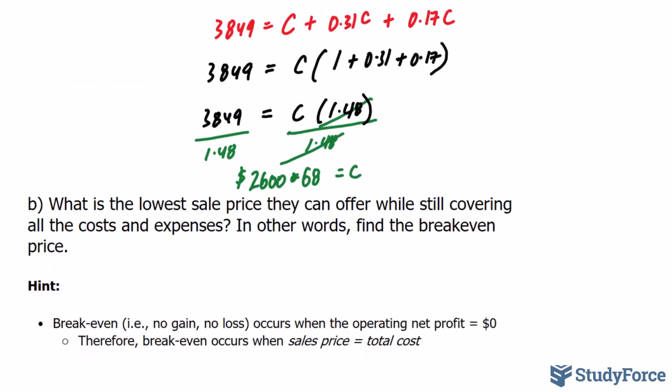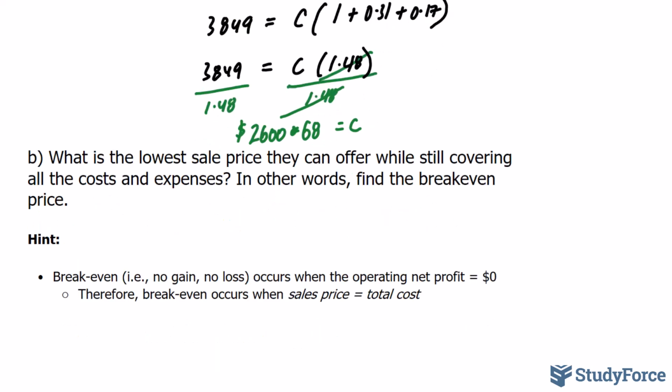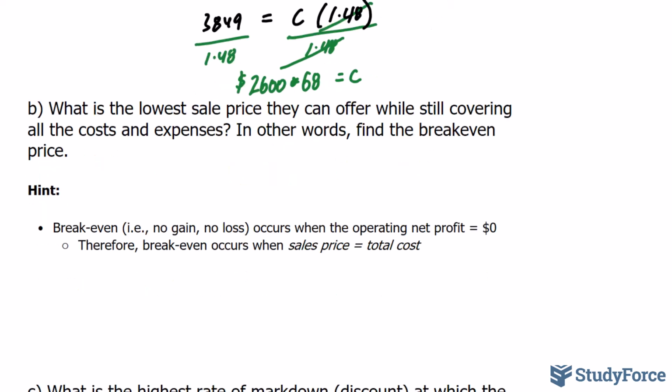In question B, what is the lowest price they can offer while still covering all the costs and expenses? What this question is technically asking is, what can we discount the selling price where our operating net profit is 0? And when your net operating profit is 0, you're neither making a profit nor losing anything. So you're essentially breaking even. So to answer this question, we need to begin by understanding that the operating net profit, I'll call that P sub N, is equal to the sales price, or the discounted price, I'll call that SP, take away your total cost.